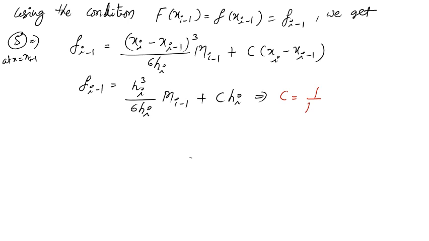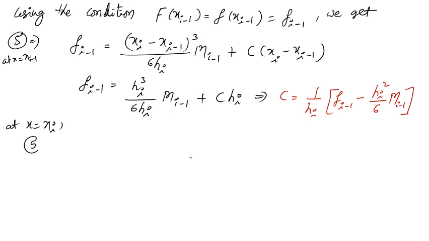C is equal to 1 by hi (fi minus 1 minus hi square by 6 mi minus 1). This is the value of c. Now let us use another condition. At x equal to xi, equation 5 implies, this is fi.